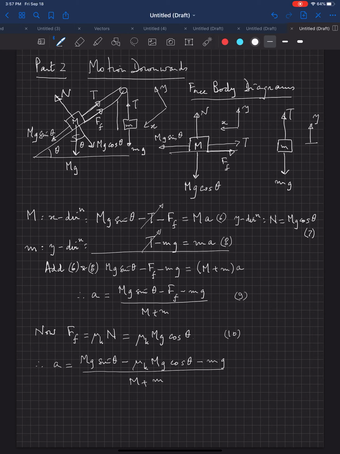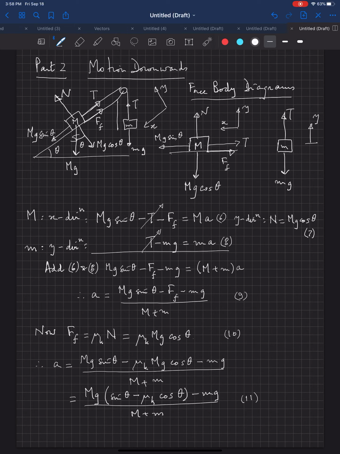All right, and let's see if I can simplify this equation, and I believe I can. You notice that the first two terms in the numerator on the right hand side have an mg in it. Okay, so let's pull out the mg. What's left inside the parentheses is sine theta minus mu k cosine theta. I've pulled out the mg since it's common. Minus small mg, divided by M plus m. Okay, and this I will call equation 11. And this is one of the equations that you are asked to play around with.